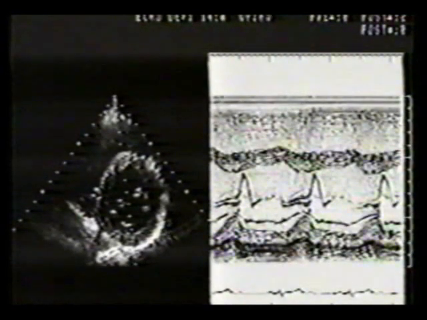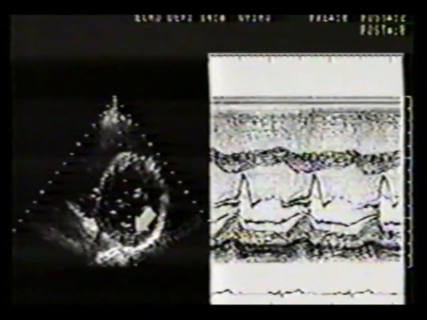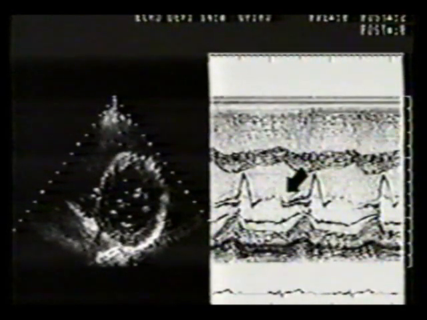The ultrasound beam has now been tilted to the level of the mitral chordae. The resultant M-mode pattern is very similar to that of the valve leaflets, which we will discuss next.